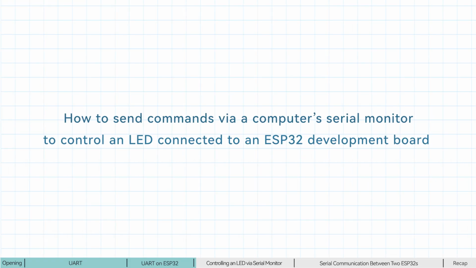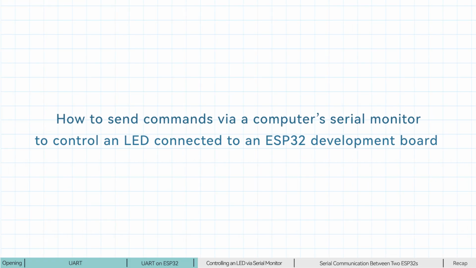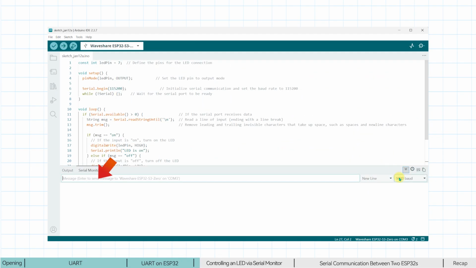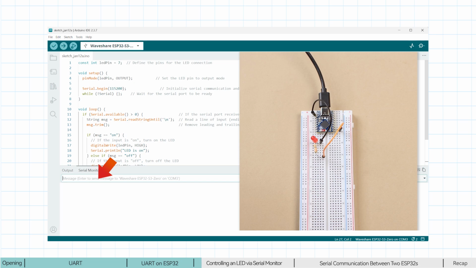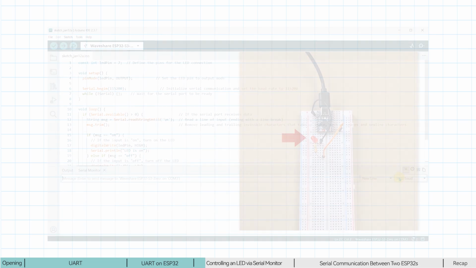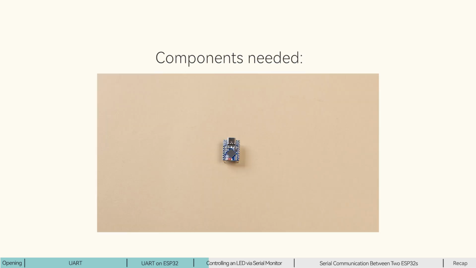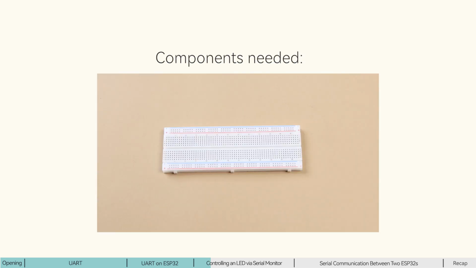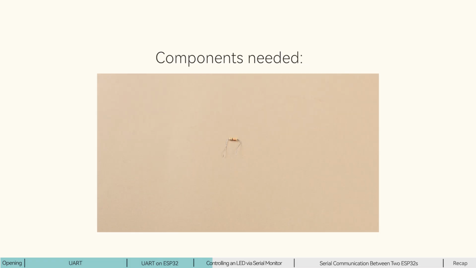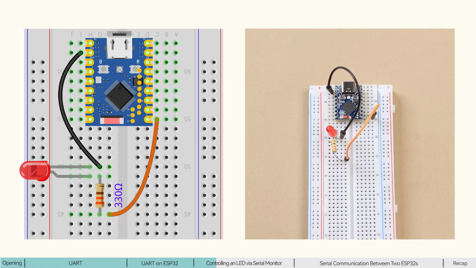Now that we've covered the theory, let's start with our first hands-on example. This example will demonstrate how to send commands from the computer's serial monitor to control an LED connected to the ESP32 development board. Before programming, let's build an LED circuit. Components needed: 1 ESP32 development board, 1 breadboard, 1 LED, 1 330 ohm resistor, a few jumper wires. Please follow the wiring diagram on the screen.